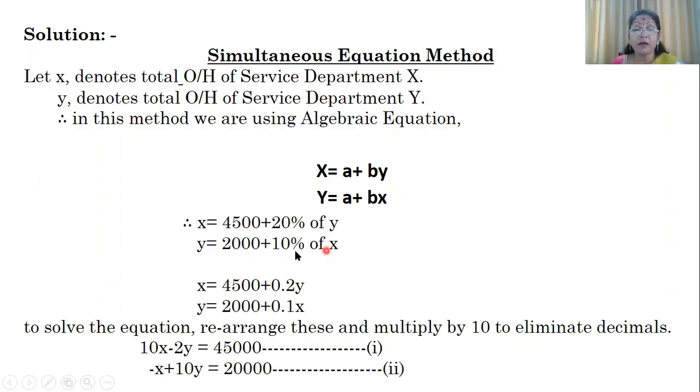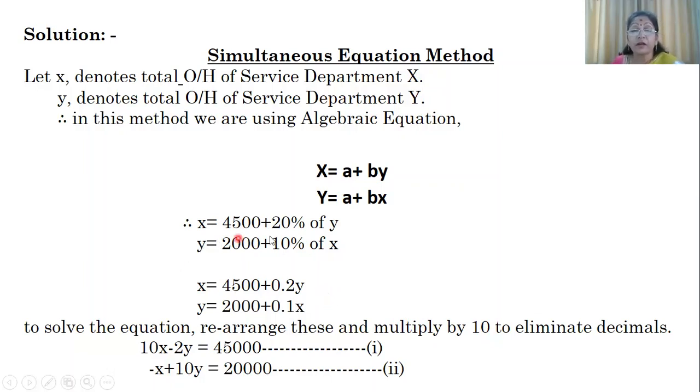I have already explained. Then, we have to convert this percentage into a number. It comes in decimals, and again we have to convert it into numeric form. We have to remove the decimals, and only then are we able to do the problem. This is the method we follow in simultaneous equations.